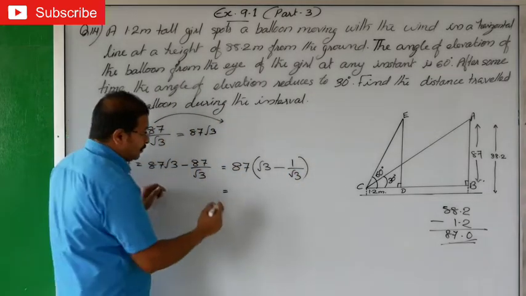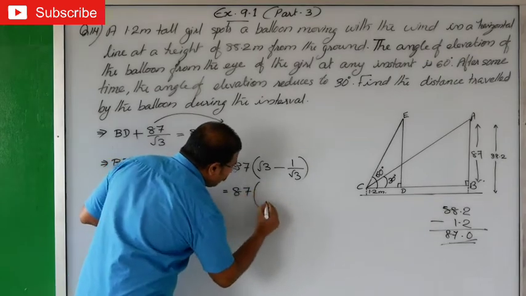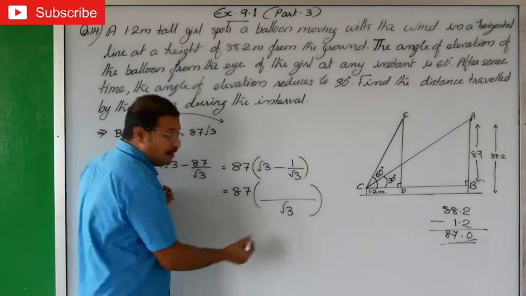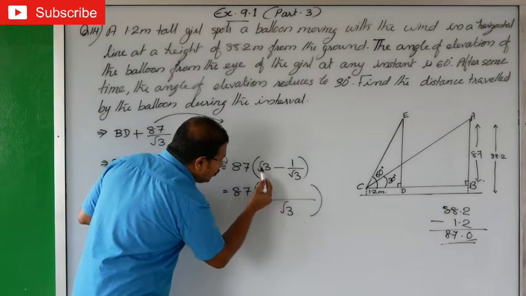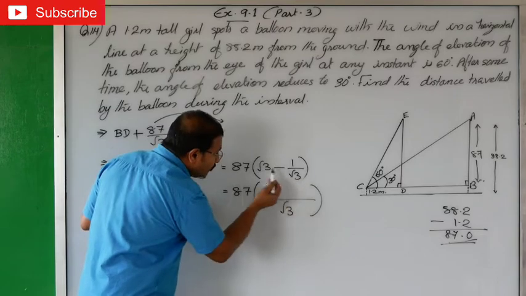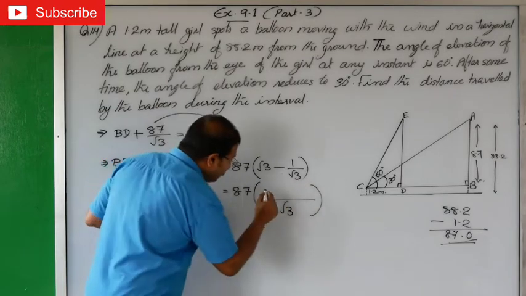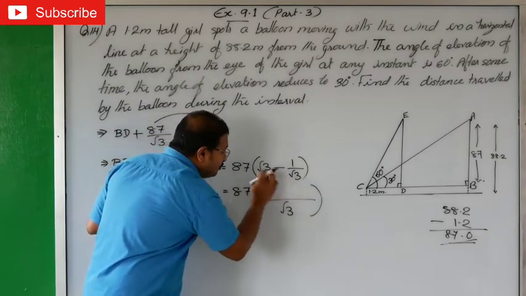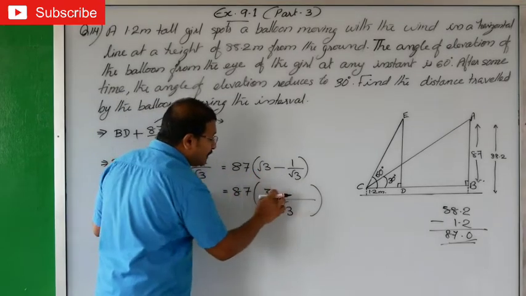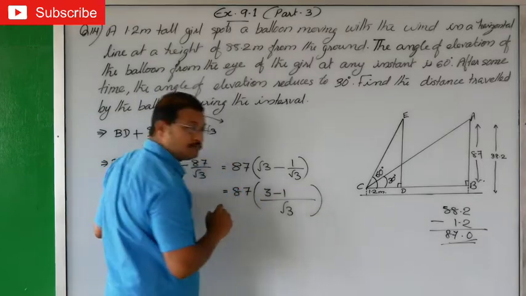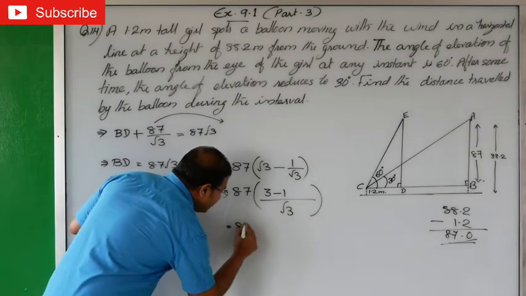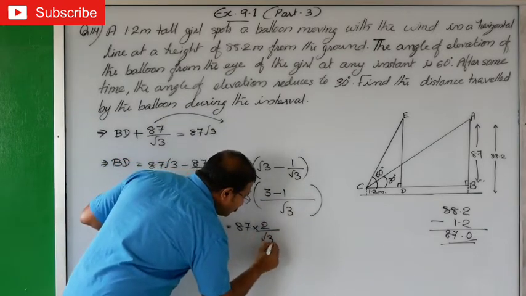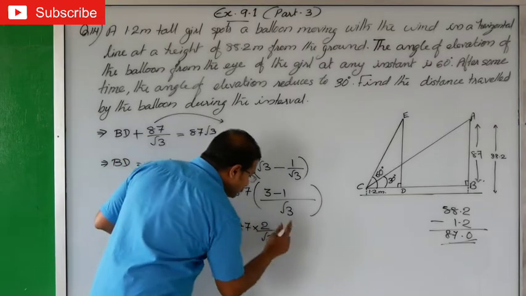Ready? This equals 87. We will go for the LCM root 3. Now when you take LCM root 3, we have to multiply here, isn't it? Because there is no denominator here. So root 3 into root 3, 3. Careful what we have done. When you take LCM root 3, these two we have to multiply, because root 3 into root 3 is 3. 3 minus 1. So we'll get 87 into 3 minus 1, 2, 2 by root 3.